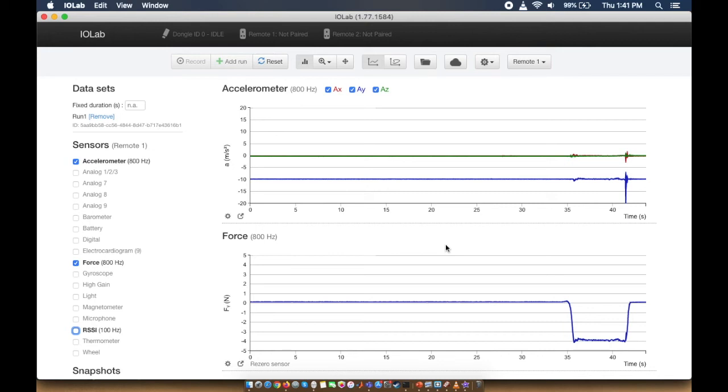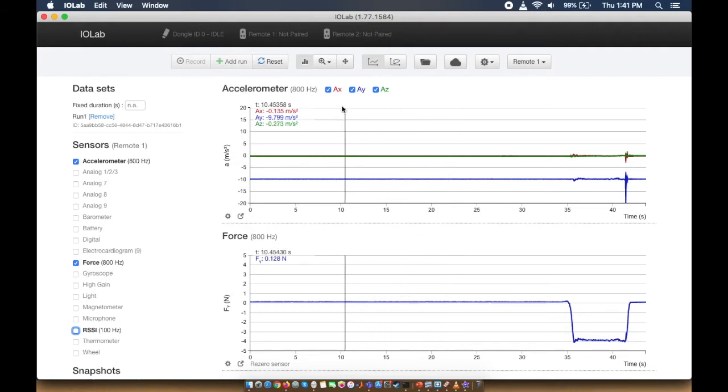I will show you how to conduct the analysis of the data you have collected in order to determine the mass of the contraption, namely the iOLab device housed inside the duct tape roll. So we have collected here data for both the acceleration about the three axes, namely the x, y, and z axes, as well as the force in the y direction measured by the force sensor.